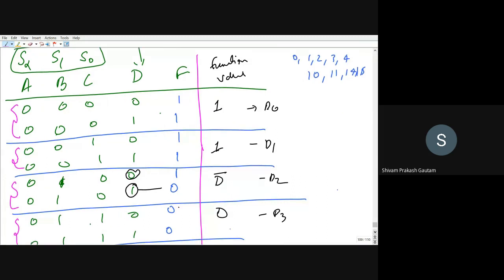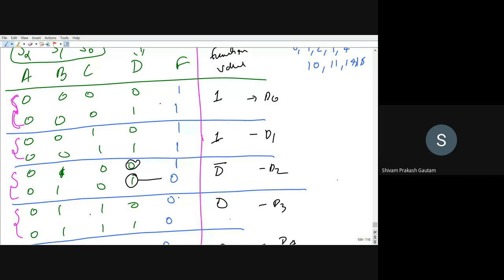According to that pattern, I have subdivided this table such that in each subdivision, ABC remains constant, right? Because these are select lines, if ABC is 0 0 0, that corresponds to the D0 input. If ABC is 0 0 1, that corresponds to the D1 input. If ABC is 1 0 1, that corresponds to D2 input. Similarly, so on and so forth. And then we have the D variable as well. Now, function values have also been provided to us in the problem, so accordingly we have written this function value, because this has been provided in our problem.